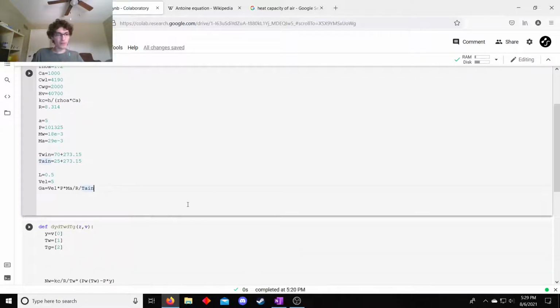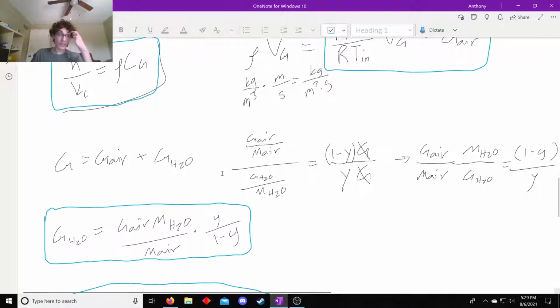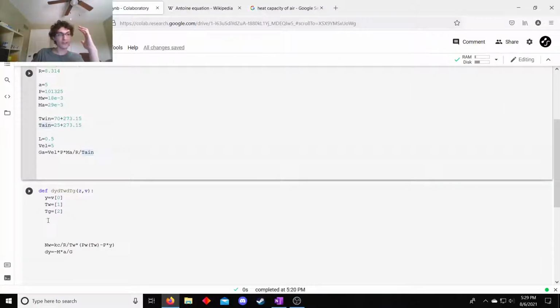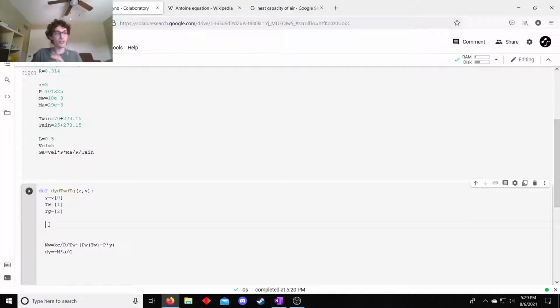So from there, we can get the flow rate of the water, which is equal to the flow rate of the air times the molecular weight of the water divided by the molecular weight of the air, but then we multiply in the mole fraction of the water. But this actually depends on what Z is, and because of that, we need to include this inside our function for the differential equations, because it will change as we go down the column.